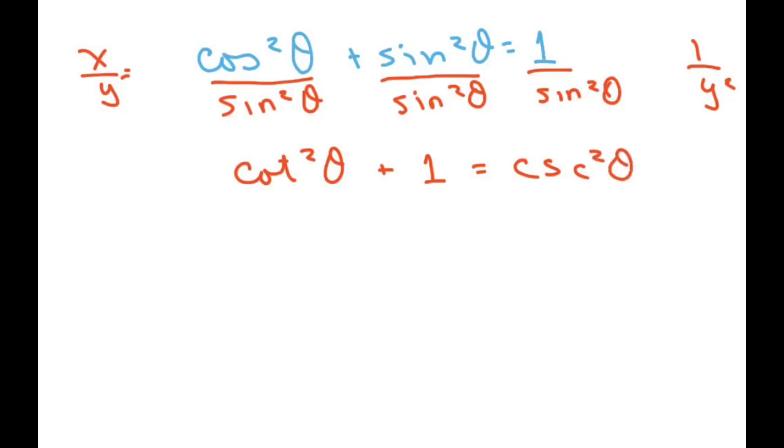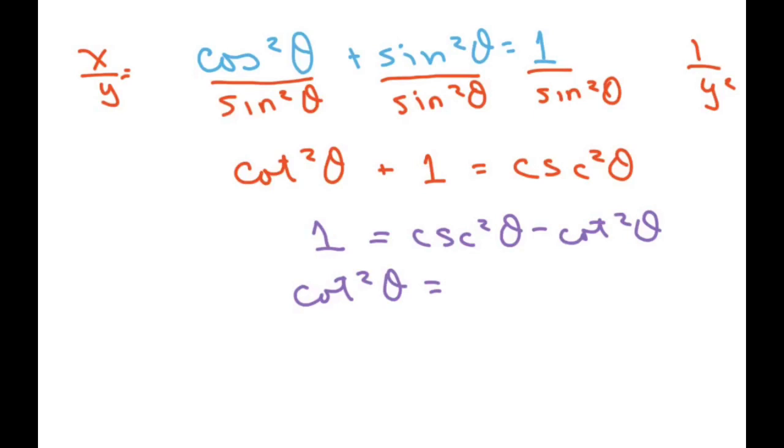And again, you need to know how to manipulate this. We have 1 equals cosecant squared of theta minus cotan squared of theta, because I just subtracted cotan squared from both sides. Or you could say cotan squared of theta equals cosecant squared of theta minus 1.